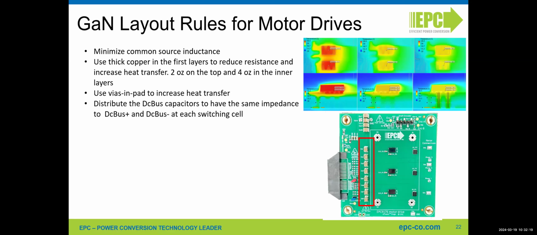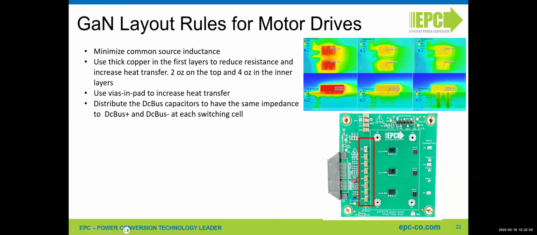It can go through the direction so that it can be removed easily by a heat sink. Another important thing is that the DC bus capacitors have to be distributed in a way that each switching cell, and here is an example, this is the switching cell for phase U, this is the switching cell for phase V, and this is the switching cell for phase W. You need to make sure that the DC bus plus impedance and the DC bus minus impedance are the same for each switching cell. This is clearly a symmetric design.